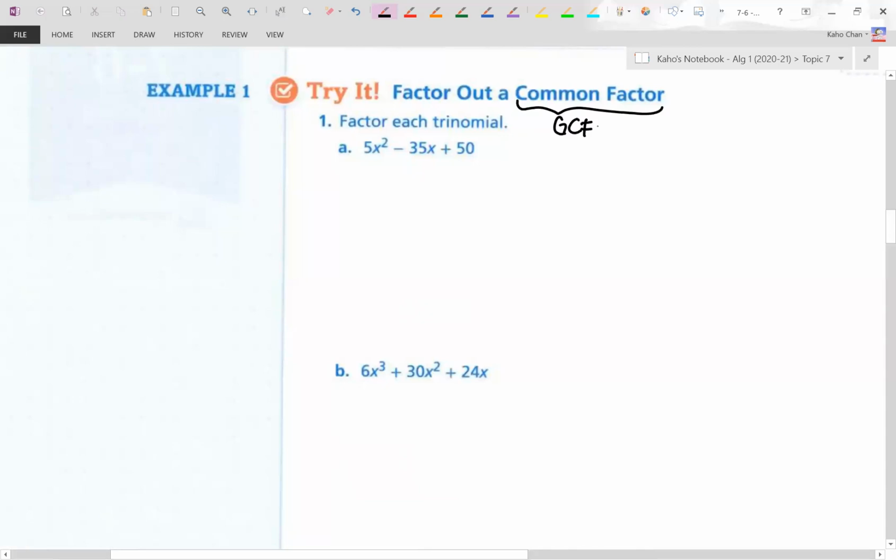I'm looking at my 3 terms here, as you know, because they're separated by pluses and minuses. I have a 5x squared, and then minus 35x, and a plus 50. I notice those numbers can be divided by 5. I can't take anything else out, though. When I divide out by a 5, I'm left with an x squared minus, let's see, 35 divided by 5 is 7x, and 50 divided by 5 is 10, okay?